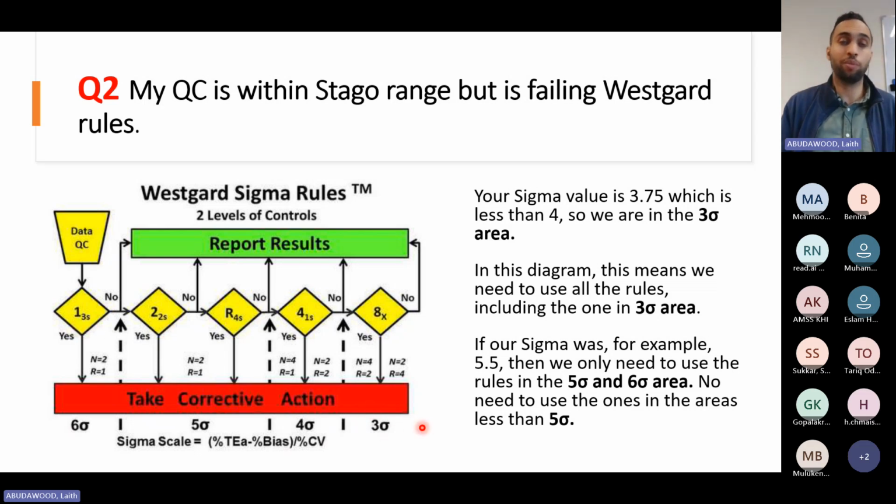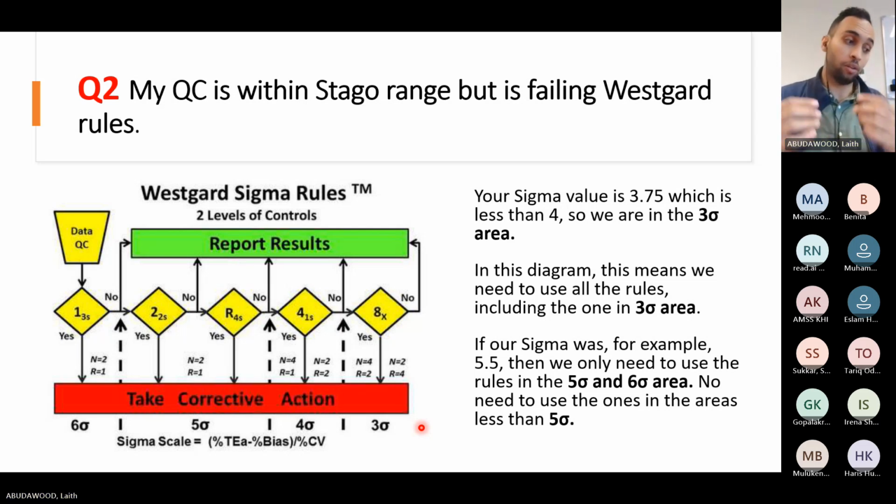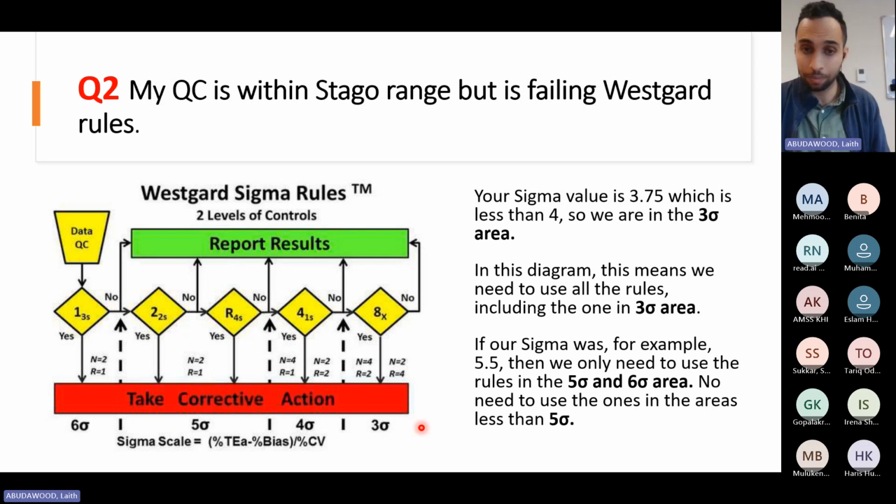3 sigma means my test performance is very bad. I am expecting a lot of errors, so I need many checkpoints to catch any possible errors with my test. That's why I need more Westgard rules. The more Westgard rules there are, the more likely I am to catch errors. But if there are very, very few errors, the more Westgard rules I apply, I'm catching non-existent errors. So if my test performance is very good, I don't need so many Westgard rules. Otherwise, I'll be running behind non-existent problems.